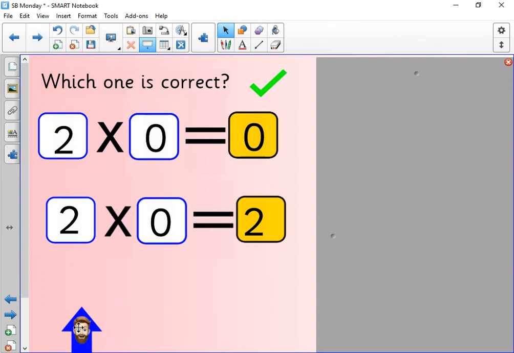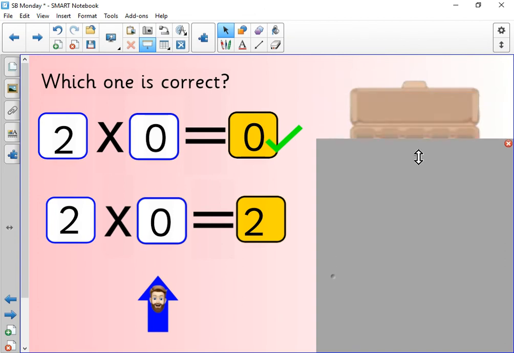What about when our 0 comes after the multiplication symbol? So we've got 2 calculations again. 2 times 0 equals 0. 2 times 0 equals 2. Which one is correct? Well, again, it's this one. And here's why.